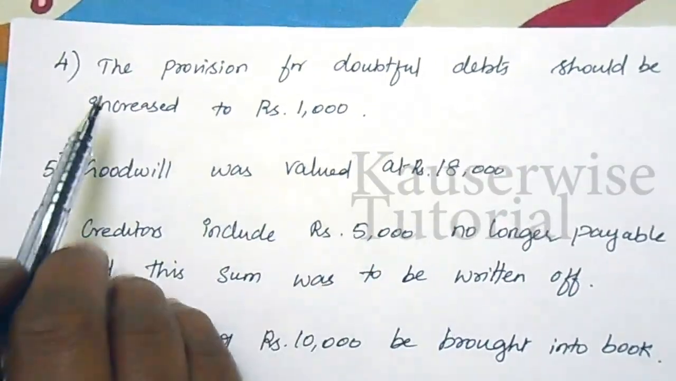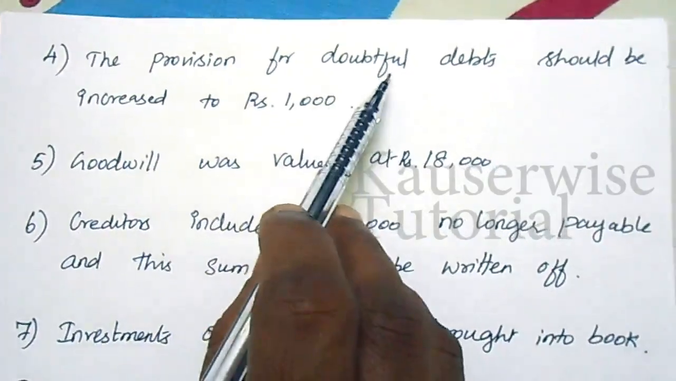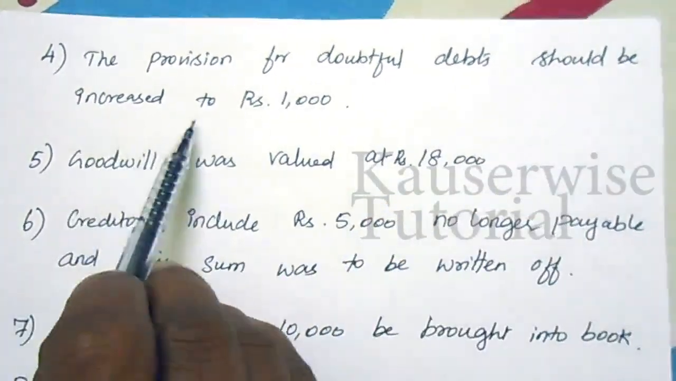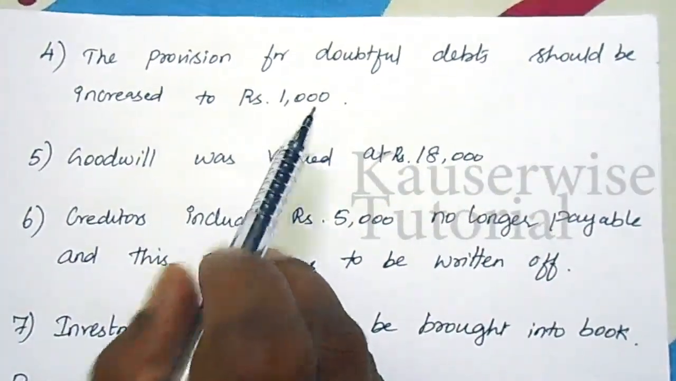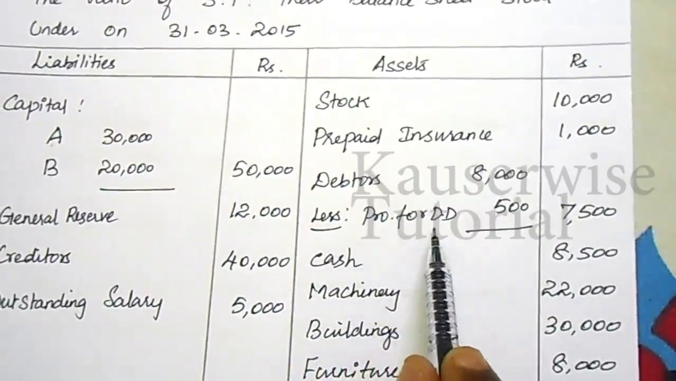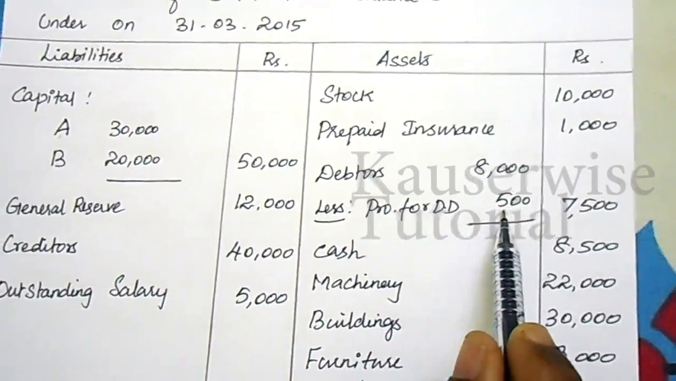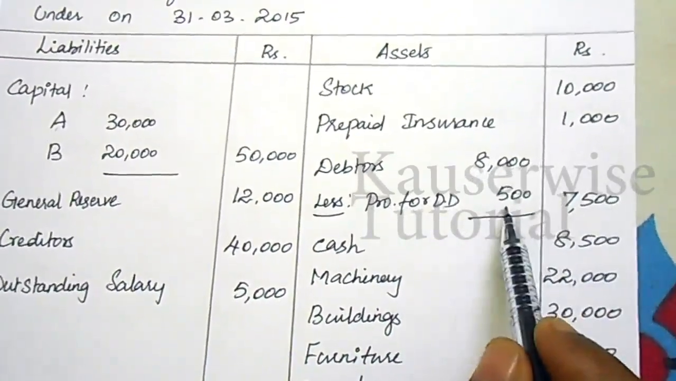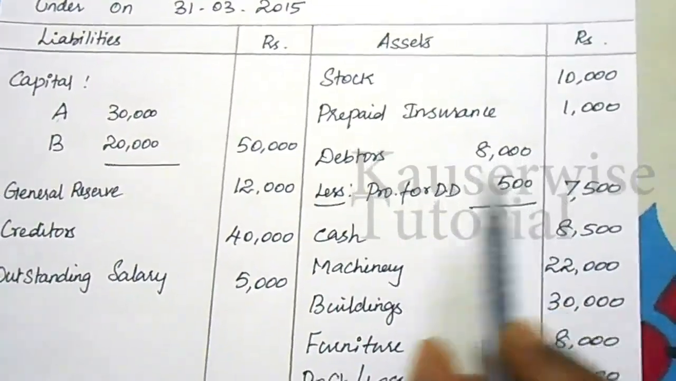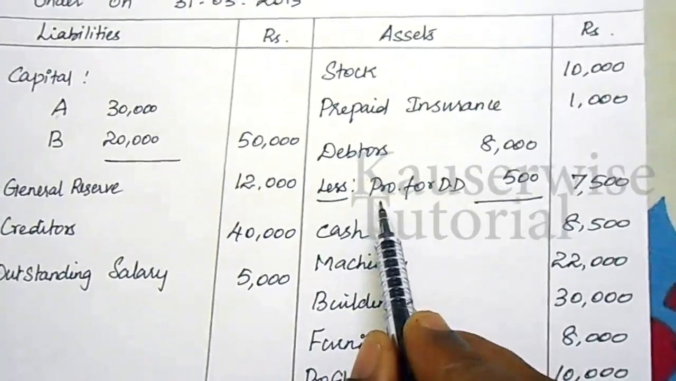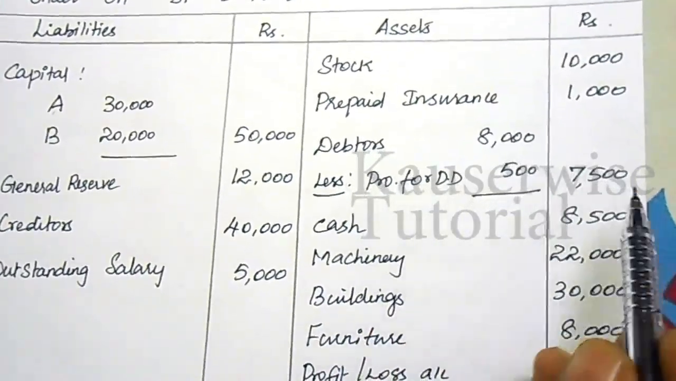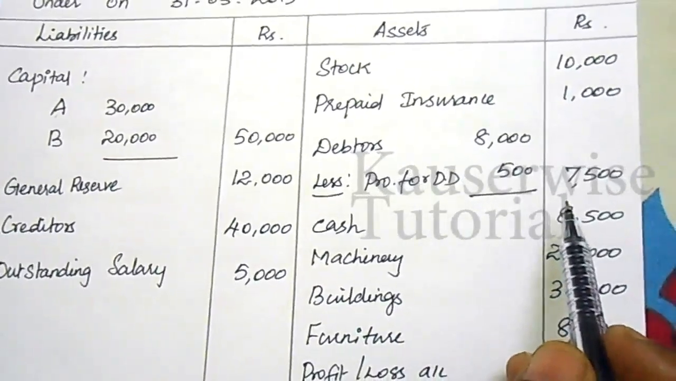Look at the fourth adjustment. The provision for doubtful debts should be increased to 1,000. Look at the balance sheet. Already a provision for doubtful debts is there, 500. Now it has been increased to 1,000. So what is the difference? 500. Any provision is a liability, no? So when the liability increases, it is a loss for the partners.